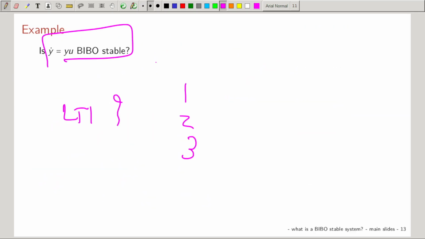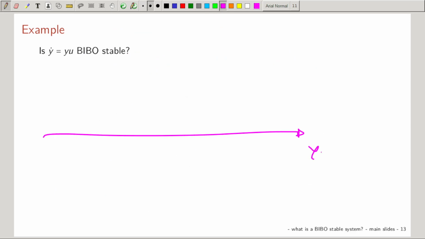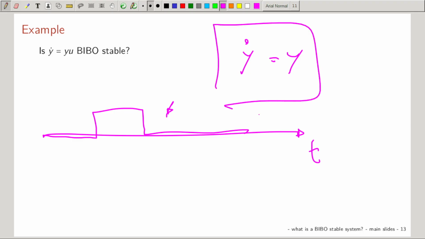This one, how does it look like? Think of a U that looks like this one, a U that looks like this and goes to 0. Whenever it goes to 0, as soon as I've got y dot equal to y, this stuff here, does it explode? Yes. True? You see?